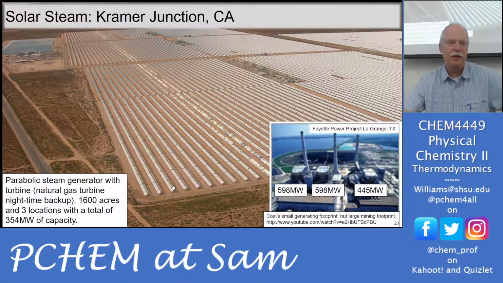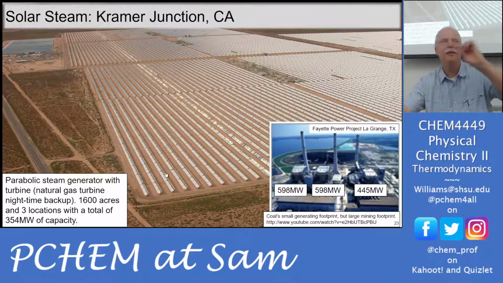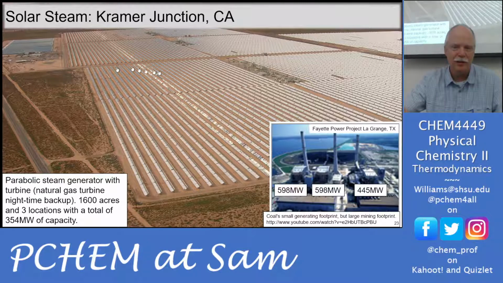Now, here's the solar steam. So we could take the sun and shine it on water, make it go to steam, and then run that through a generator and generate electricity. And so look at the footprint of this thing. All of these parabolic reflectors are focused on pipes that have water in them or steam and make it hotter. And then they have the generator over here to make the electricity. And so this is 354 megawatts of capacity.